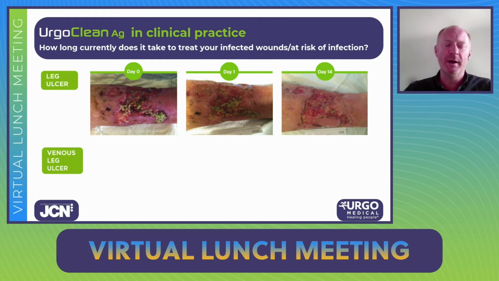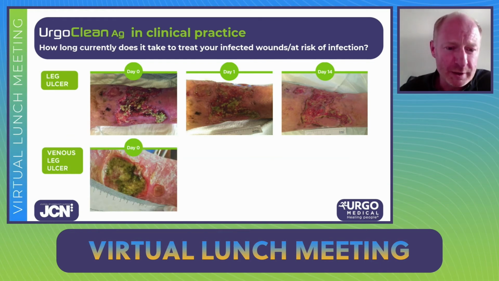Let's have a look at another leg ulcer. Here we've got a venous leg ulcer with pretty much 100% slough in the wound bed. Again, not very healthy wound edges. You can see some erythema there. The slough looks quite thick.